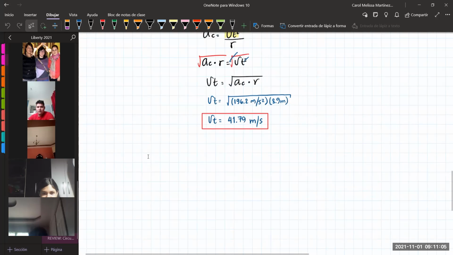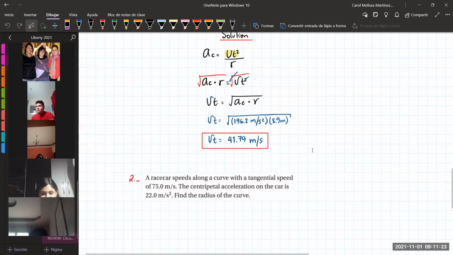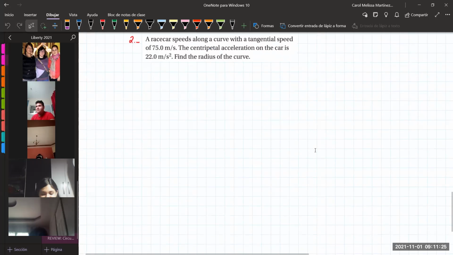Now let's try another one, before we leave. This is example number 2 of the topic, centripetal acceleration. This is example number 2, and that was example number 1. It says a race car speeds along a curve with a tangential speed of 75 meters per second. The centripetal acceleration of the car is 22 meters per second square. Find the radius of the curve.